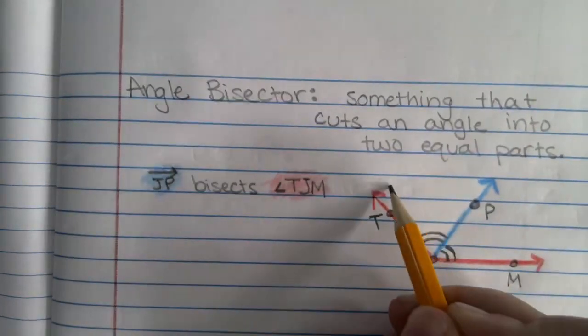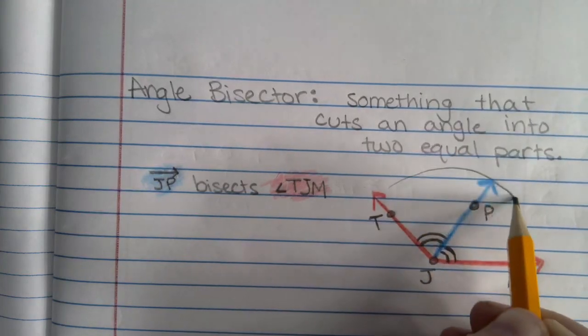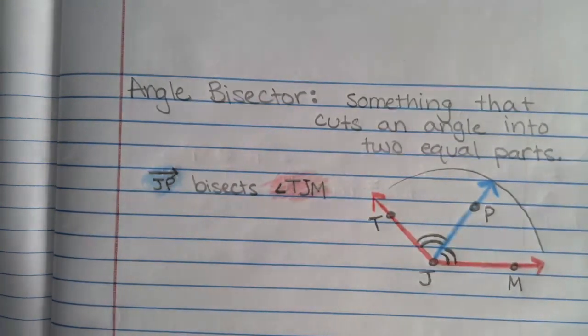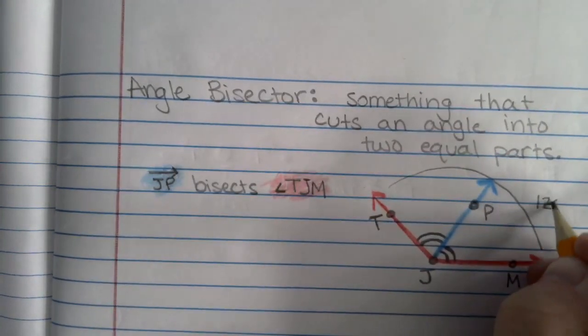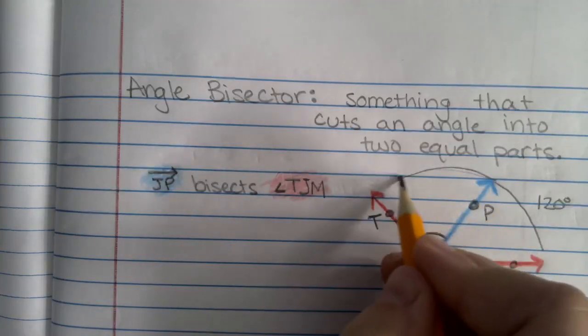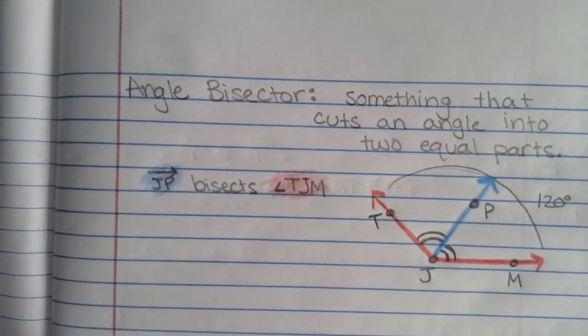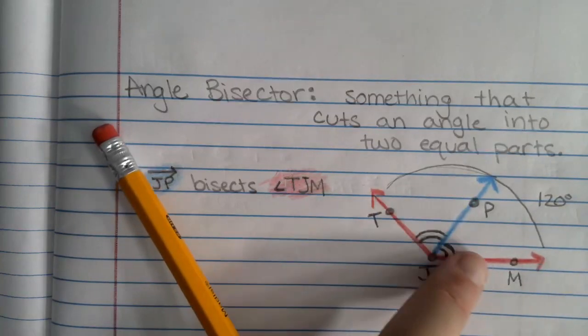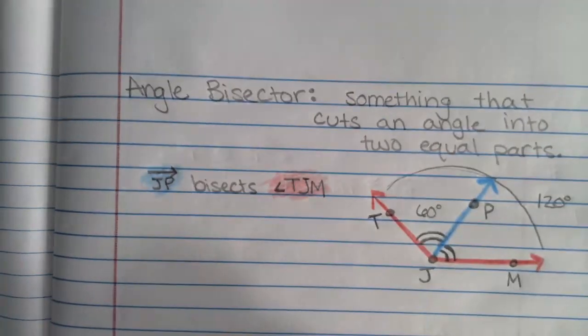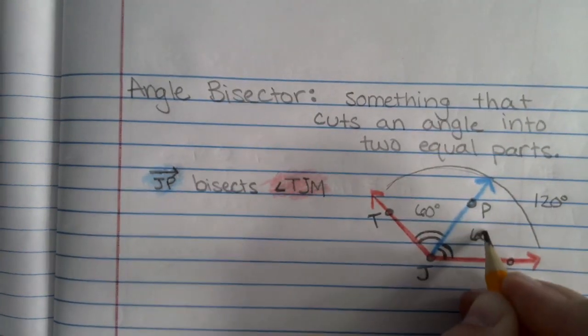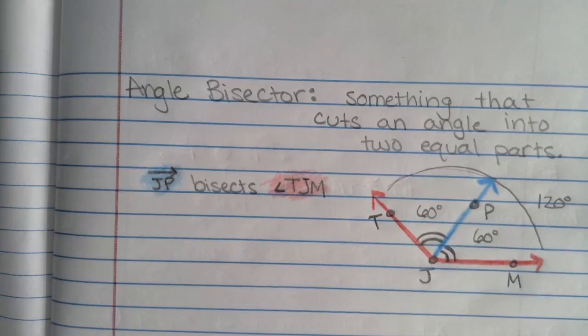So if I knew that this whole thing, and when I do the whole thing, I kind of do like an overall arc, if I knew that whole thing was 120 degrees, how much would each of these angles be now? Good, 60. How did you get that? Cut it in half, yeah. What operation tells us to cut in half? If we needed to use a calculator. Good, divided by 2. So we could do 120 divided by 2, and then we get 60 and 60.